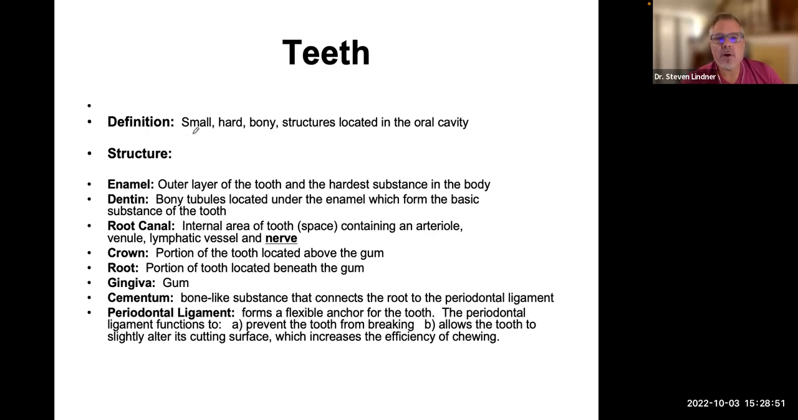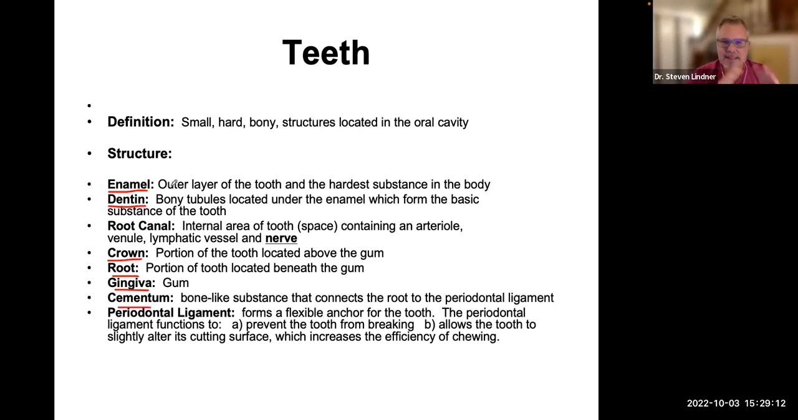The teeth are small, hard, bony structures that are located in the oral cavity. And there are some key structures and names to be familiar with. Enamel is one, dentin, the crown, the root, the gingiva, cementum, and the periodontal ligament.